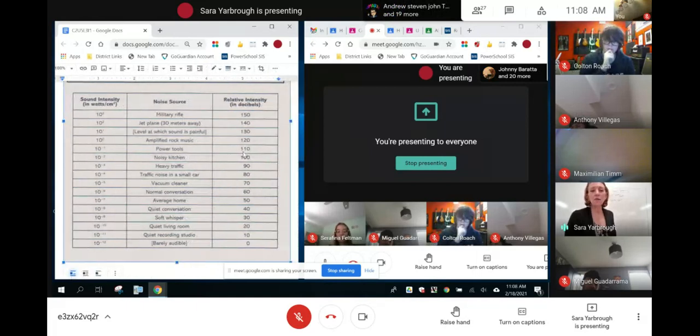Now look over here in this column. This is another way that we measure sound intensity. We call this relative intensity, and it's measured in different units called decibels. And you can just see the decibel levels.